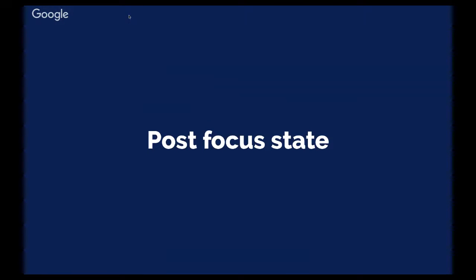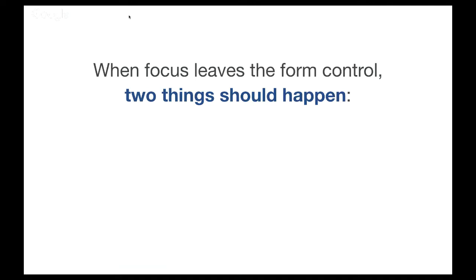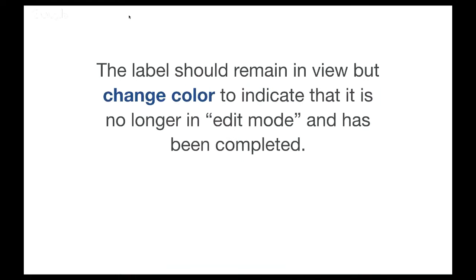Now the next thing we need to talk about is post-focus. That means you've actually filled it in and you've gone down to the next element if you're tabbing, or you've clicked out of it with the mouse. So when the focus leaves the form control, two things need to happen. The label should remain but change color to indicate that it's no longer in edit mode and it's been completed.